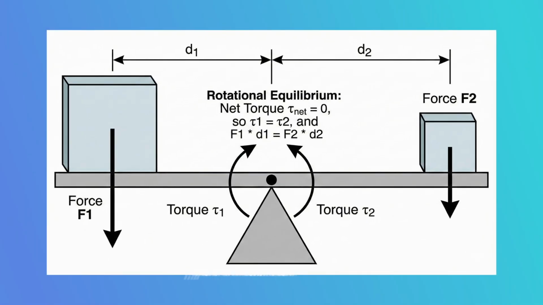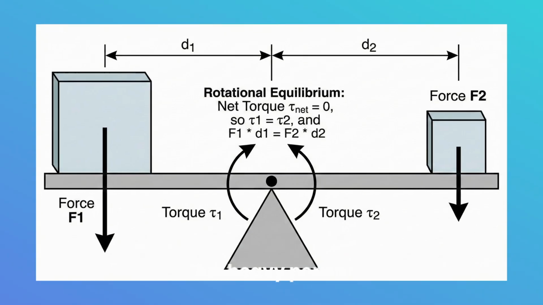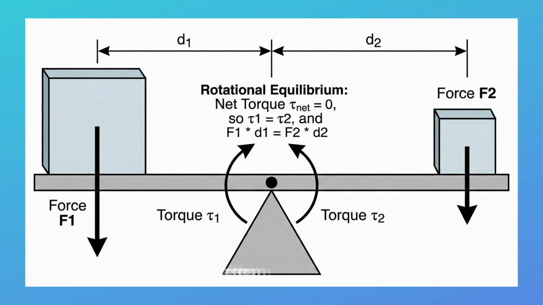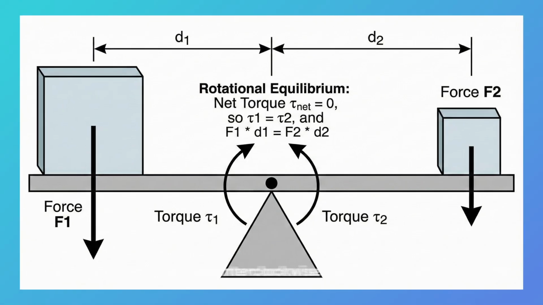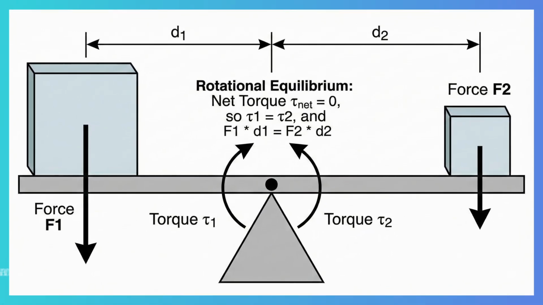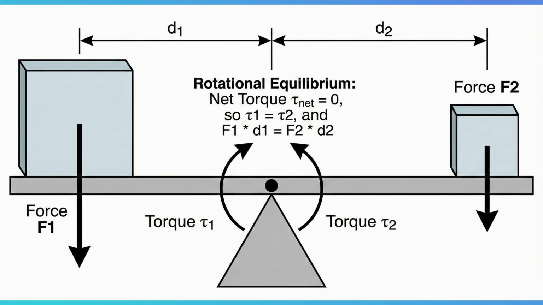In physics, you've learned about a turning force, which we call torque. The heavy person creates a small clockwise torque, but the light child is far from the center, so they create an equal counterclockwise torque. Because the turning forces cancel out, the seesaw doesn't rotate. The sum of all torques is zero.